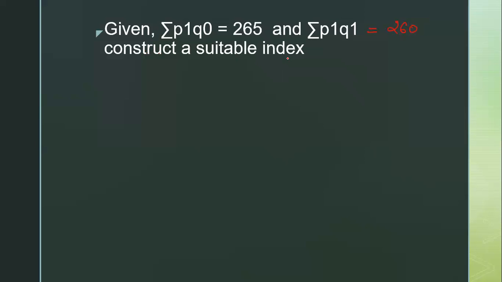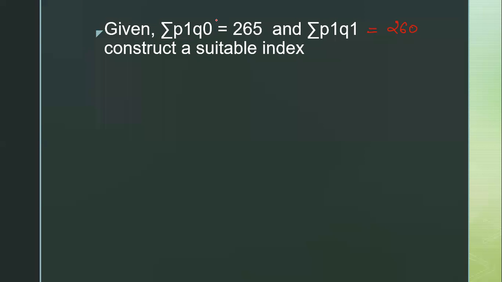Construct a suitable index. Now, see the question and tell me which method will you apply. Sneha is telling price index. No, wrong. Tell me whether you have to apply price index or a quantity index. Pooja is telling quantity. Okay, it is Paasche quantity index number. How did you all find it is Paasche quantity?